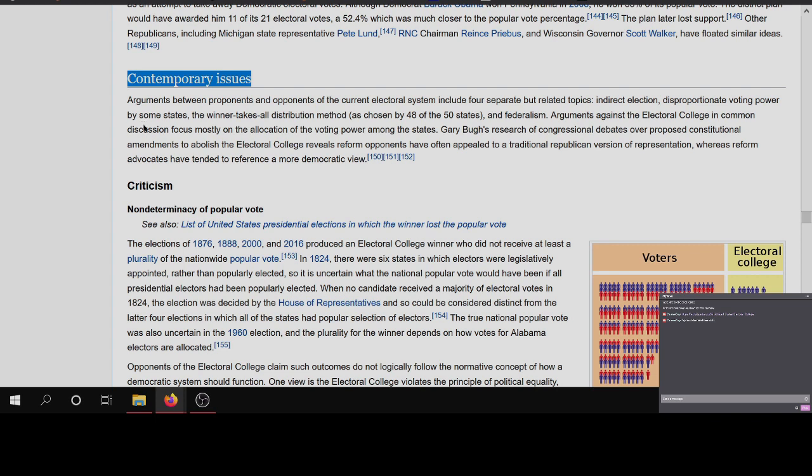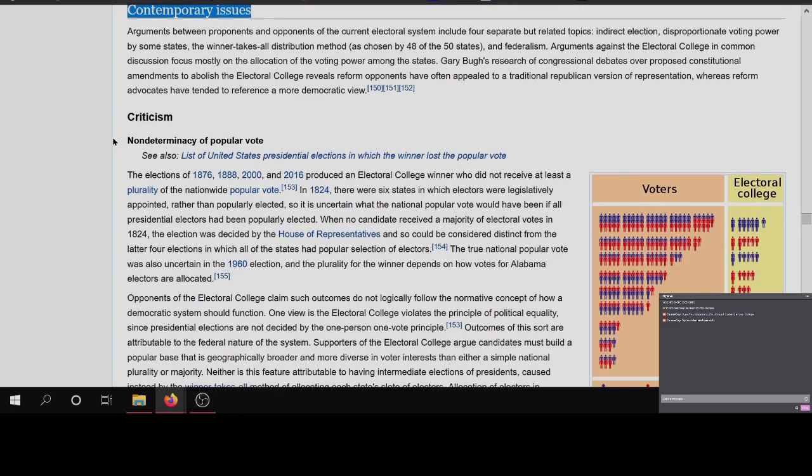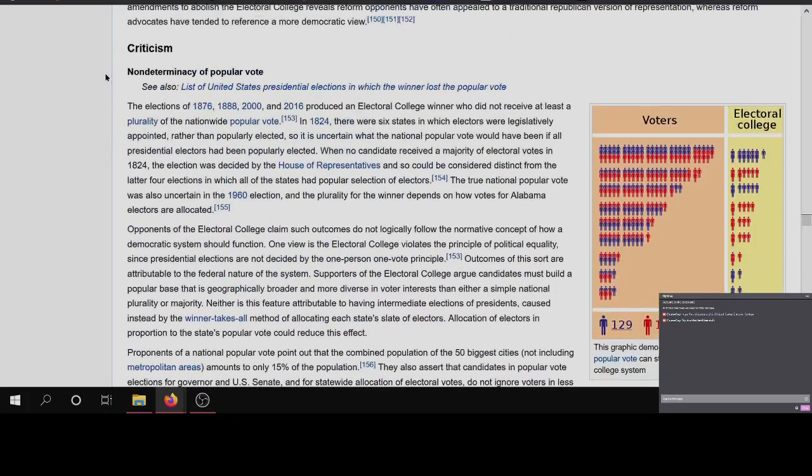Gary Bugh's research of congressional debates over proposed constitutional amendments to abolish the Electoral College reveals that reform opponents have appealed to a traditional republican version of representation, whereas reform advocates have tended to reference a more democratic view. I'm still pretty confused, but oh well.